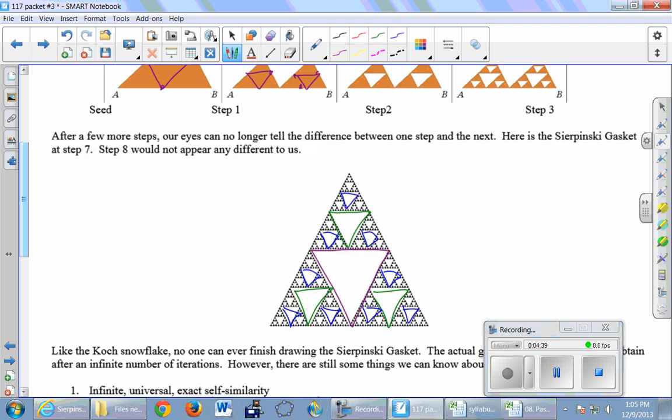Okay. And so that's as far as we got up above, but you can carry this forever. And if you carried it any more, you wouldn't be able to see a difference here because there's not enough pixels on the screen or on the paper to tell that it's any different.